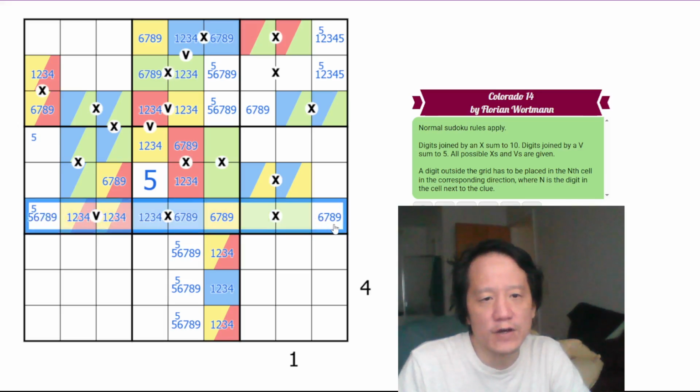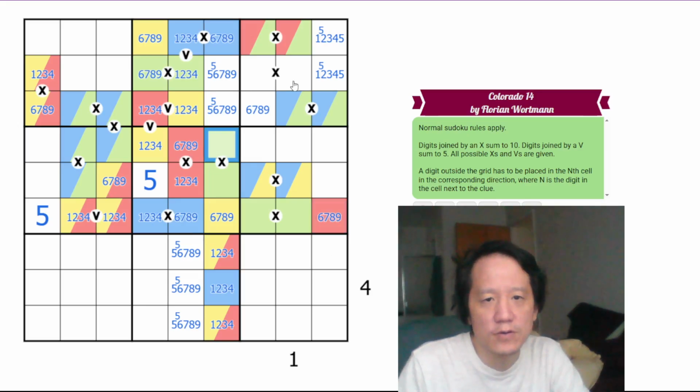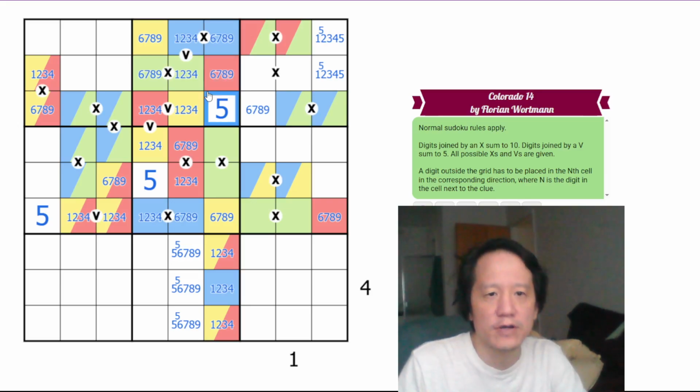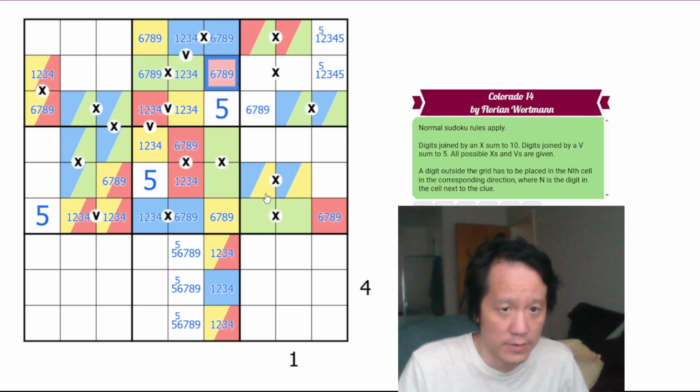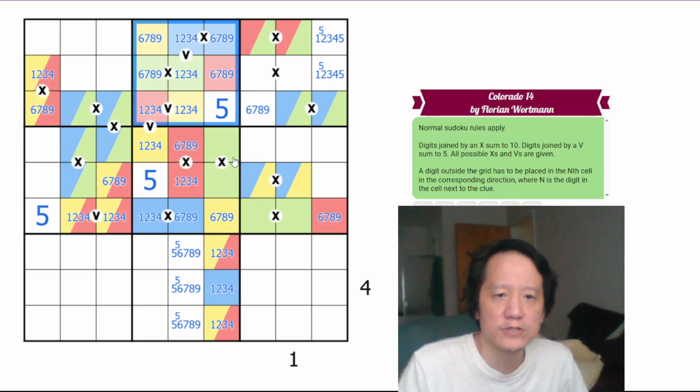Where is the 5 in row 6? It must be here. So this is 5. This must be a high red. This can't be 5 here. Where's the 5 in row 3? It must be here. So this is 5, which means this can't be 5. So this is high red also, because that's the only digit remaining in box 2. This is high red or high yellow. We're not sure which.